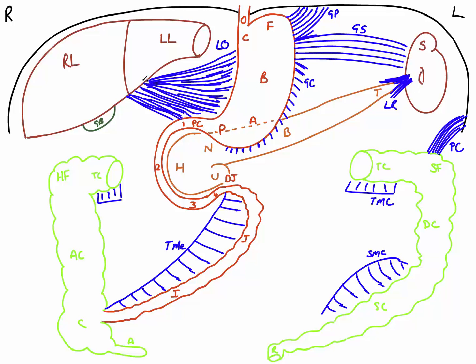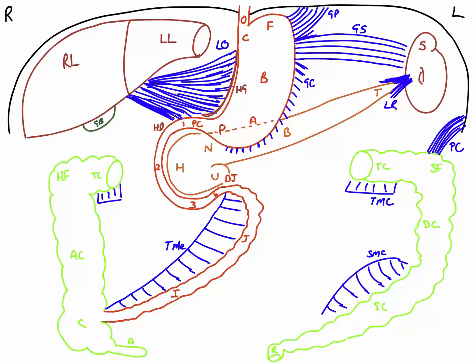The part that's running from the liver to the stomach, so this portion here, can be known as the hepatogastric ligament. Running from the liver to the stomach, the hepatogastric ligament. The part of the lesser omentum that's running from the liver to the duodenum can be known as the hepatoduodenal ligament. And this hepatoduodenal ligament just here forms the free edge of the lesser omentum.